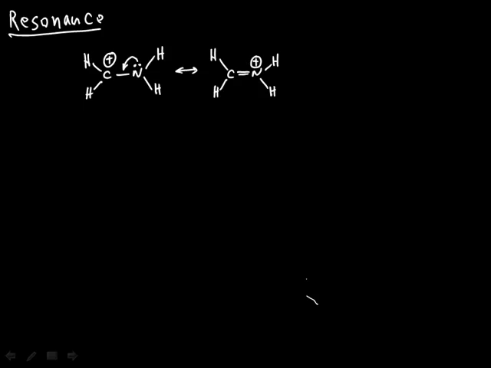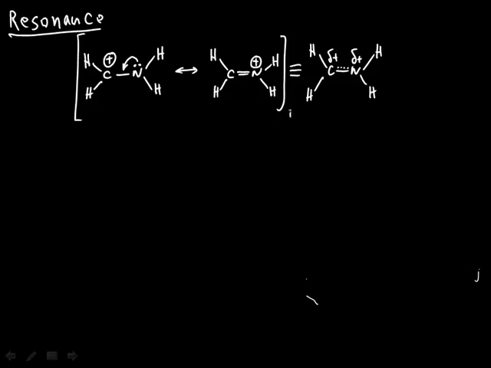Now the question is, well, which one of these two structures is correct? And the answer is, they're both correct. In other words, the true molecule exists somewhere between these two structures. So the bond between carbon and nitrogen is neither single nor double, but something in between. And also both carbon and nitrogen share this positive charge.